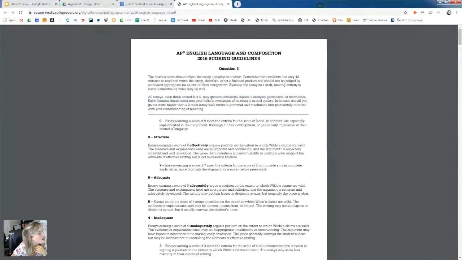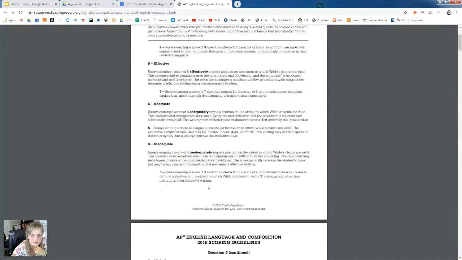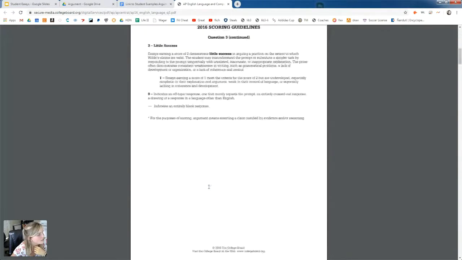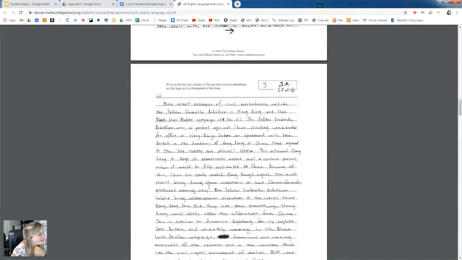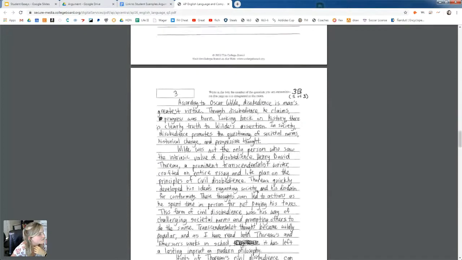Essays earning a score of 8 effectively argue a position on the extent to which Wilde's claims are valid. The evidence and explanations are appropriate and convincing of the argument. So I'm not sure what Wilde's claims are, but I'm sure we can figure it out as we begin to read. I'm not going to try to read that one. Let's go with this one. Oh yeah, I know what this one is. It's Oscar Wilde's quote, I can't remember the exact quote, about how nothing would be done in history without disobedience, so disobedience is a good thing.